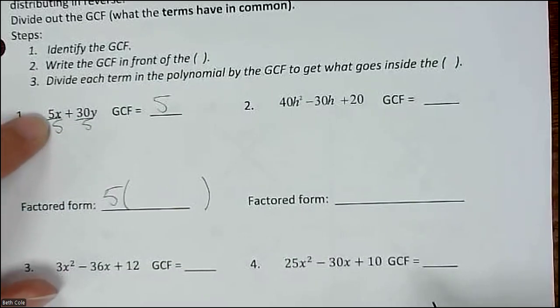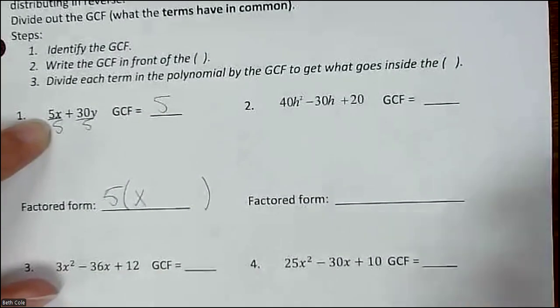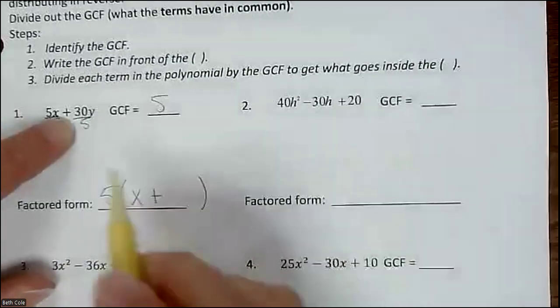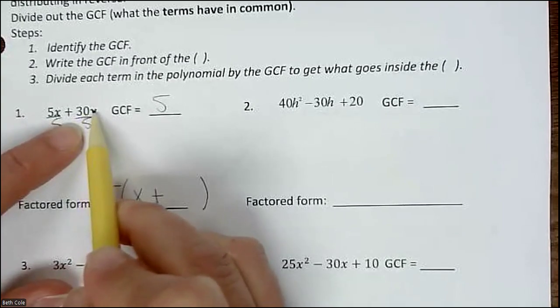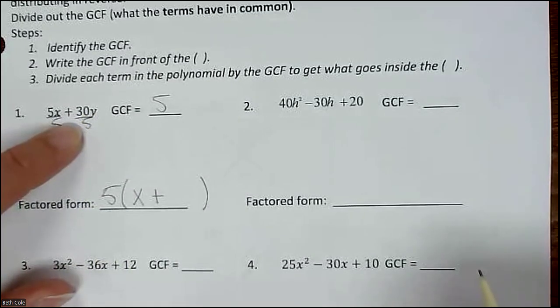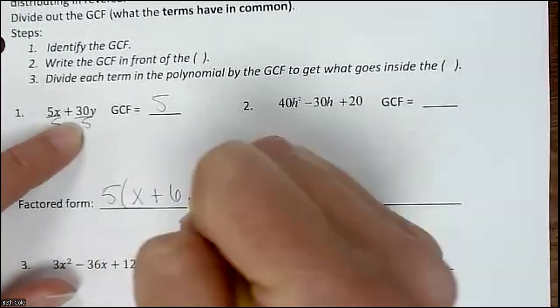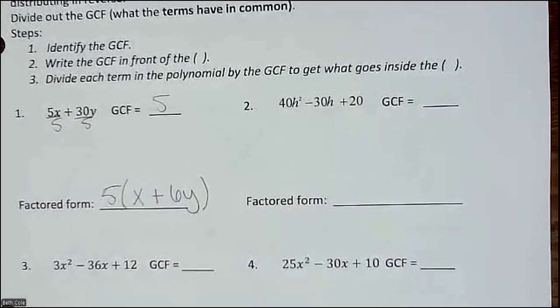So what's left in the first one? You have 5x, but you divided out the 5. So what's left? Literally just x. You can put a 1 in front of it if you want. Plus, now look at the second one. You have 30y divided by 5, which would be 6y. Good job.